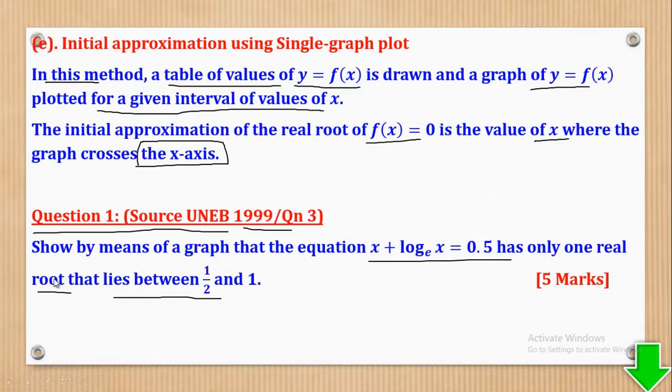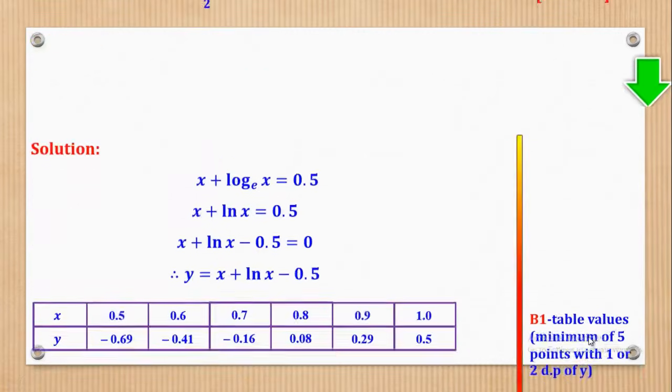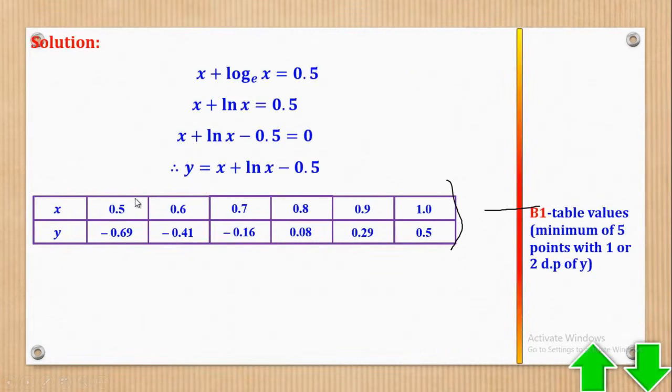So next is to plot our graph to show graphically that there's a root between a half and 1. So a half and 1, what I want you to remember is that when they specify a half and 1, it means that the first value must be a half and the last value must be 1. Always remember that when they specify the range, don't go outside the given range.